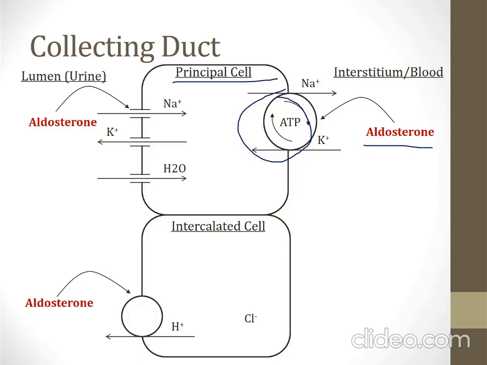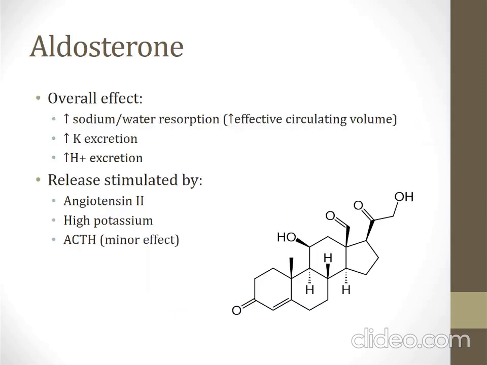inside the cell and induce gene expression, so it can increase the expression of genes that code for proteins like the sodium potassium ATPase. It can also increase the number and activity of the ENaC sodium channels, and it can also increase the secretion of acid or hydrogen ions from intercalated cells. The overall effect of aldosterone on the collecting duct is that it will increase sodium and water resorption.